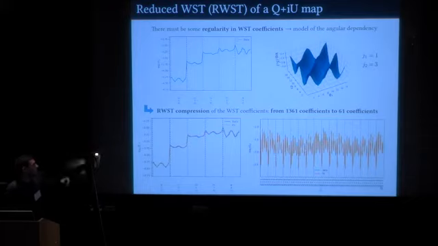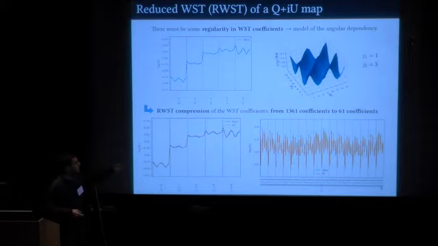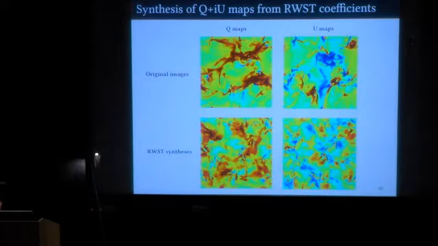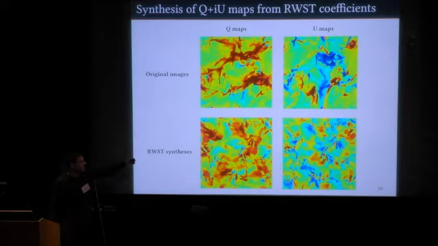This is what the reduced WST description is about. By fitting these angular dependencies, we end up with only 61 coefficients to describe this polarization map Q plus iU. We see that we get almost all the information contained in the WST coefficients by superposing our fits and our WST coefficients. And to estimate how complex the information we have captured is, we are able to make a synthesis from these 61 coefficients.